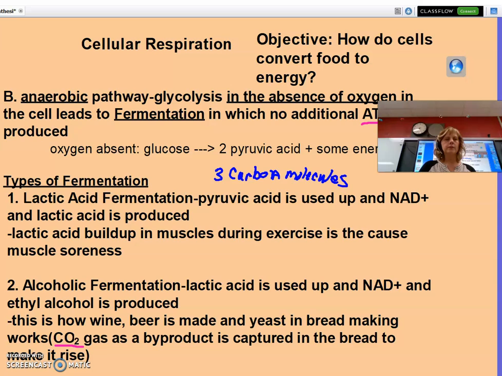The CO2 gas that's produced as that byproduct is what's trapped in the bread dough and causes it to rise. So that's kind of the overview of the anaerobic pathway, the pathway where we don't have oxygen present. And this does not happen in the mitochondria. This just happens in the cytoplasm of the cell.